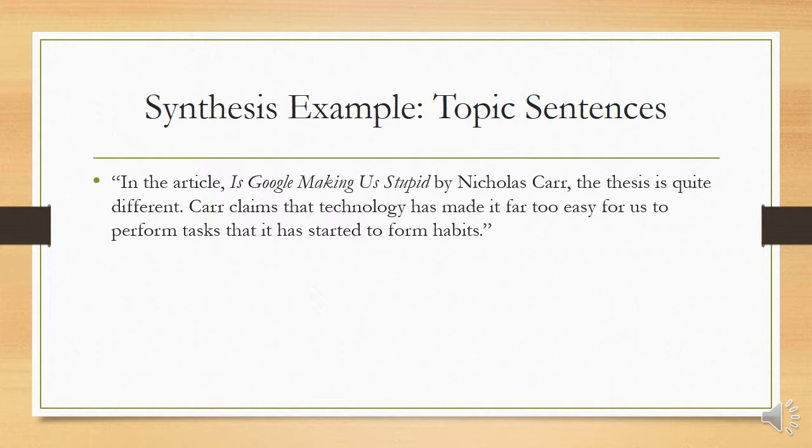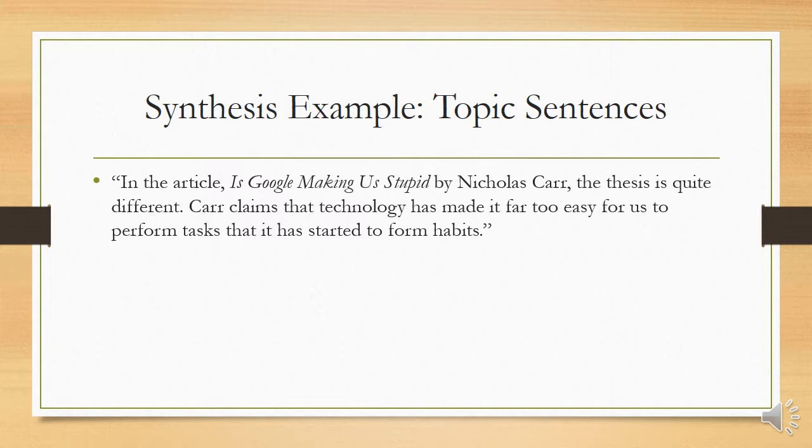The very second paragraph of the paper, right after that thesis we just looked at, the student says, in the article "Is Google Making Us Stupid" by Nicholas Carr, the thesis is quite different. And he explains why. But how is he talking about two pieces of writing? That's just one. It's just Carr. It's just "Is Google Making Us Stupid?" No, it's two pieces of writing. It's "Is Google Making Us Stupid?" and it's his own piece of writing, his own essay.